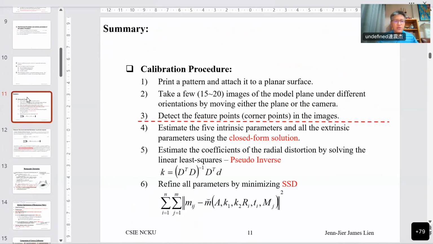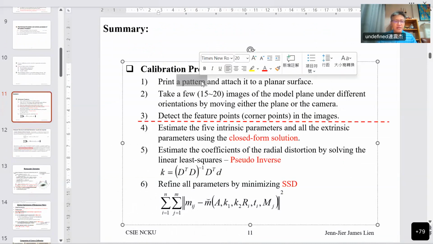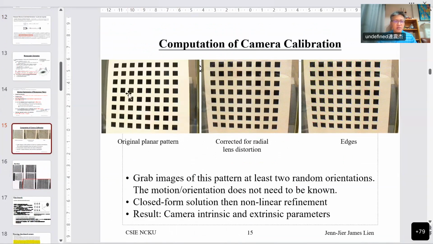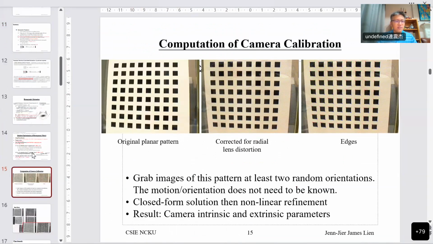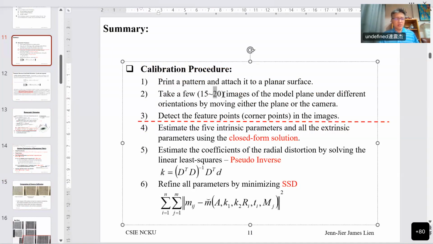So on page 11, there's a calibration procedure. We need to prepare a pattern. In this pattern, we use this kind of chessboard. So we prepare a pattern, and with the pattern in front of the camera, from our experience we need to take about 20 images.